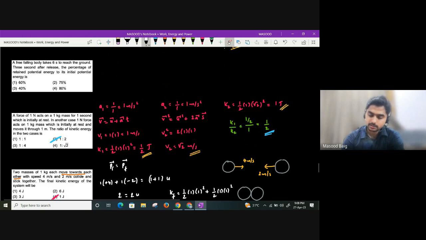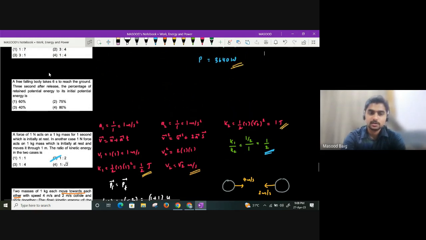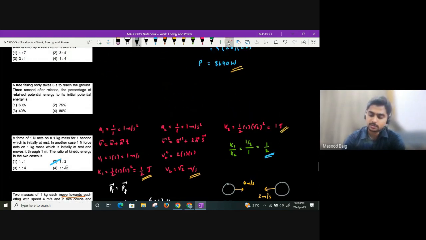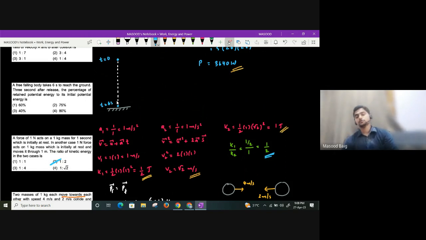What they have given here is a free falling body that takes 6 seconds to reach the ground. 3 seconds after release, what is the percentage of retained potential energy to its initial potential energy, they are saying. Again, it's a very simple concept. Whenever an object is falling under the effect of gravity, initially how much time is it taking to reach the ground? Let us say I'm releasing it at t equal to 0. It is taking 6 seconds of time, guys.